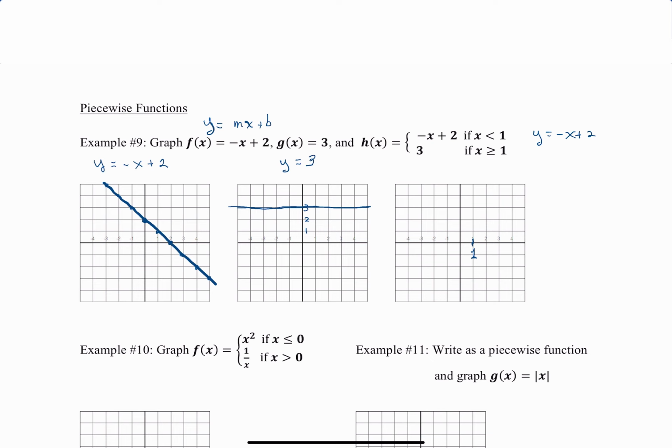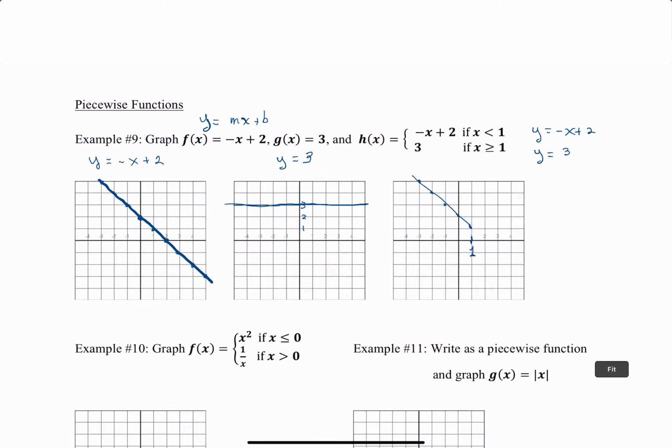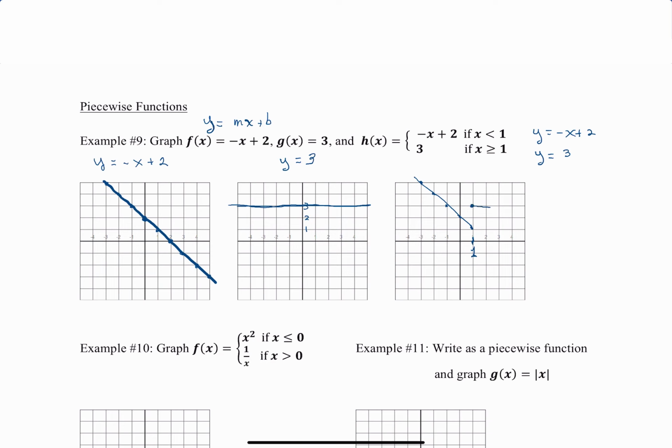We'll start by graphing the line that we just graphed, except we only graph it up to x equals 1. So that's this line to the left of 1. Then we're supposed to do the graph of y equals 3, but only when x is greater than or equal to 1. So in other words, only to the right of 1. So that's going to look like that.